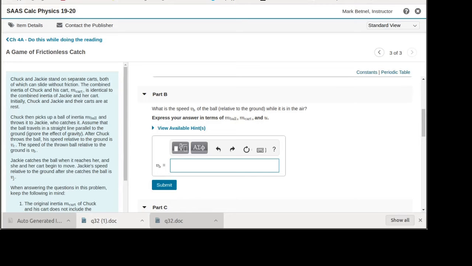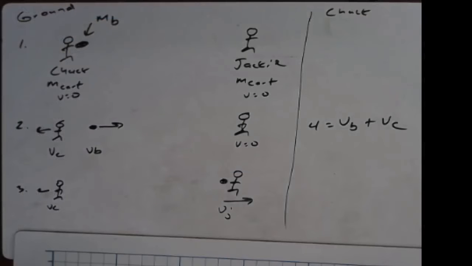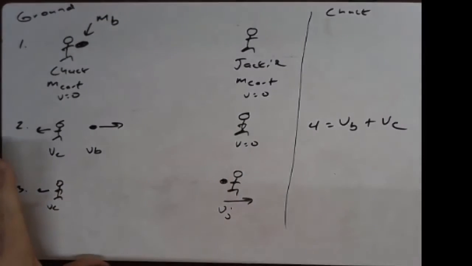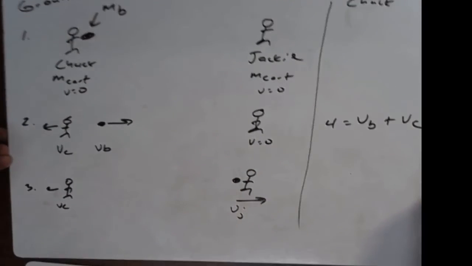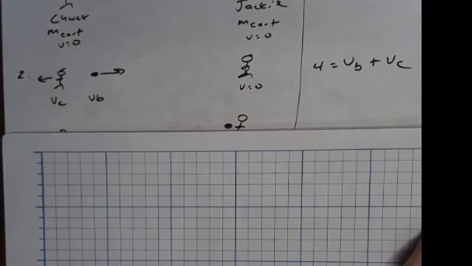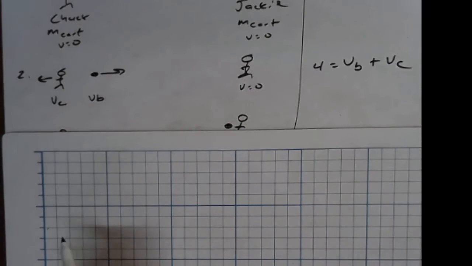All right. So we're trying to figure out how fast the ball is going. Let's first do this from the ground's point of view, the normal one. What can we say about v sub c and v sub b?